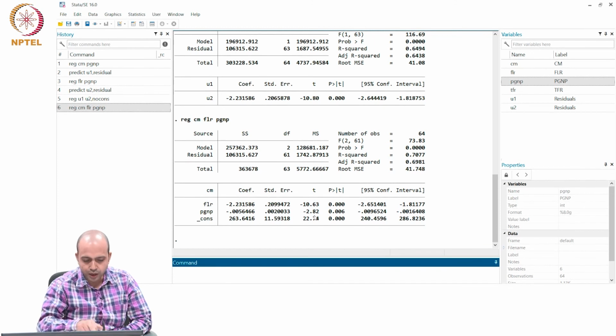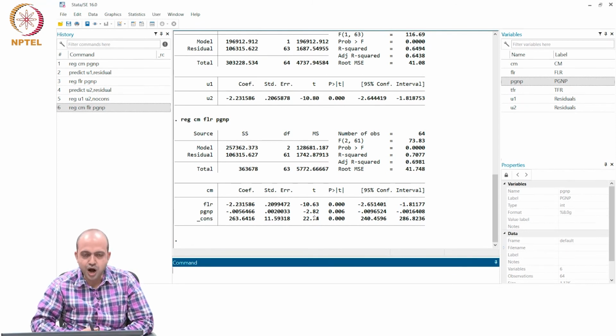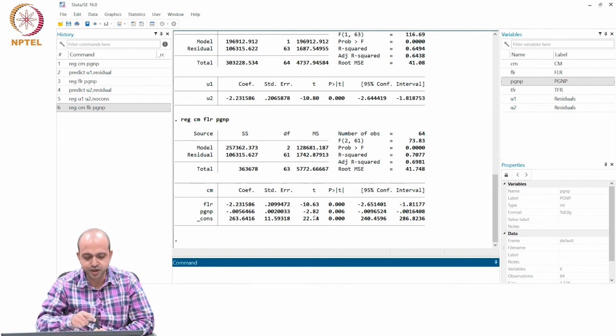And what is the remaining? The remaining portion is called the residual sum of square, or RSS, that is 1,06,315. So, that means this minus this. And then again the corresponding degrees of freedom.